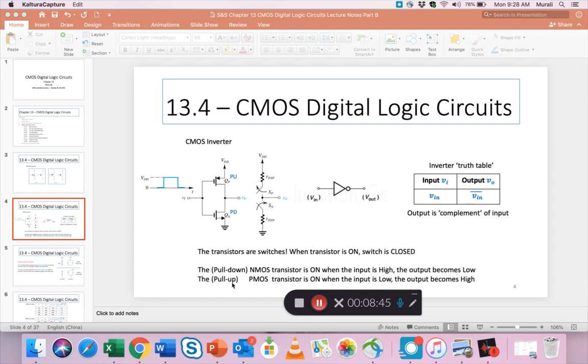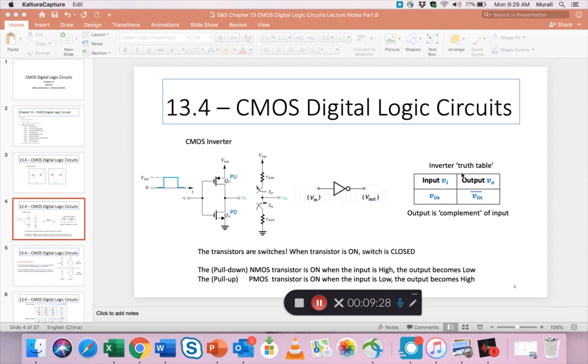Similarly, the pull up transistor, the PMOS transistor, is on when the input is low, right? Because naturally a PMOS transistor needs a negative voltage on its gate to source to turn on. So a PMOS transistor is on when the input is low, and when the input is low the output gets pulled up high, right? It goes up as high as VDD. Hence it's called a pull-up transistor or a pull-up device, and the output becomes high. So all this stuff you should know by now.